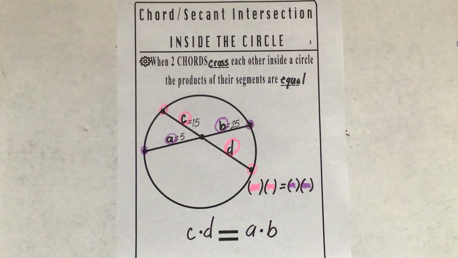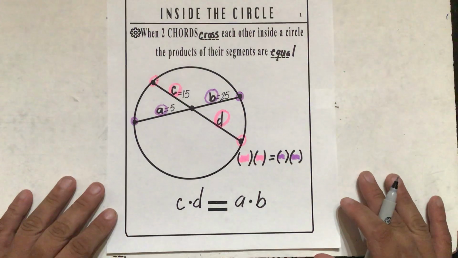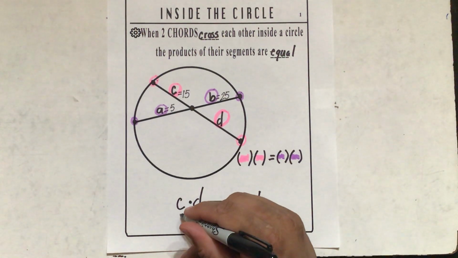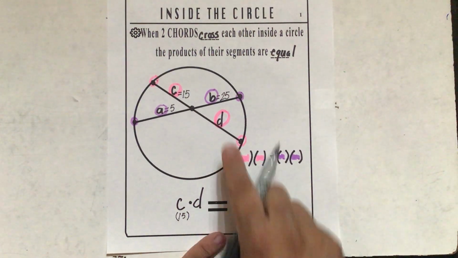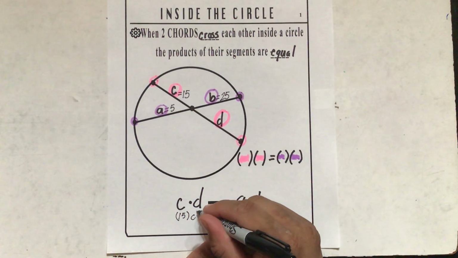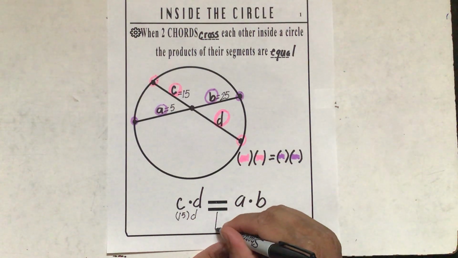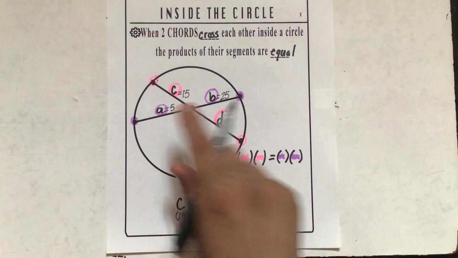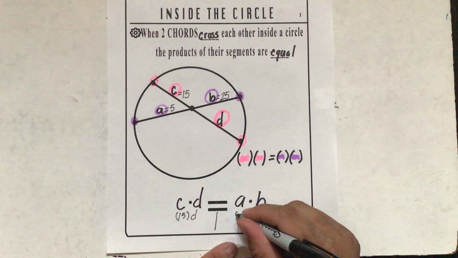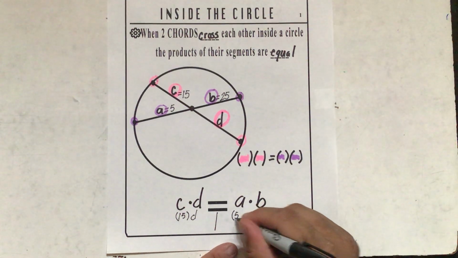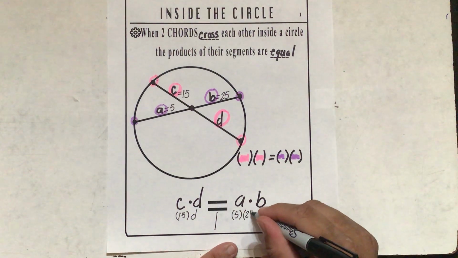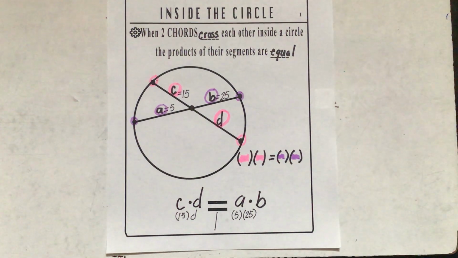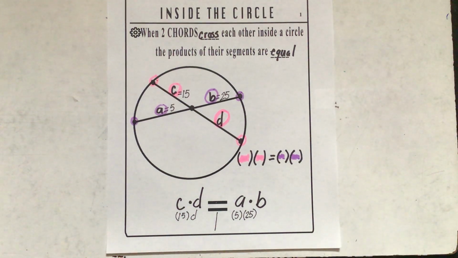So let's fill in our information here and see what we get. C is 15, I'll put it in parentheses. D, I don't know what D is, so I'm going to leave it as D. Draw my line of separation here. A is 5 times B is 25. Right? So, what do we do?